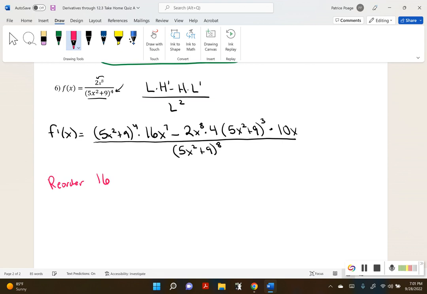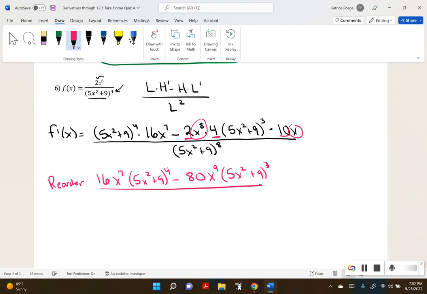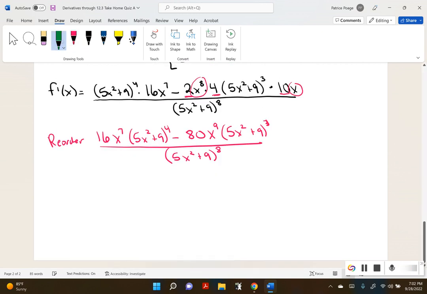So I'm going to put my number in front, then my x term, then my ugly term, minus. On this side, I'm going to multiply 2 times 4 times 10, and I get 80. And then I have x to the 8 times x to the 1 is x to the 9th. 5x squared plus 9 to the 3rd. And that's all over 5x squared plus 9 to the 8. So that's my reorder step.